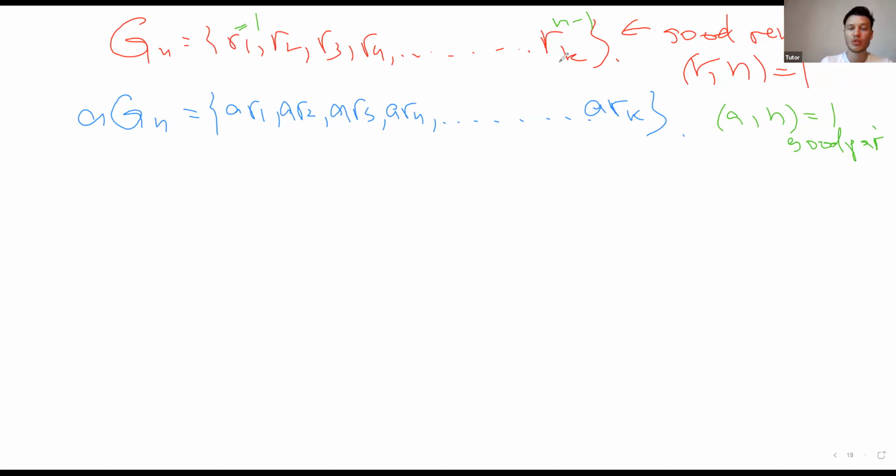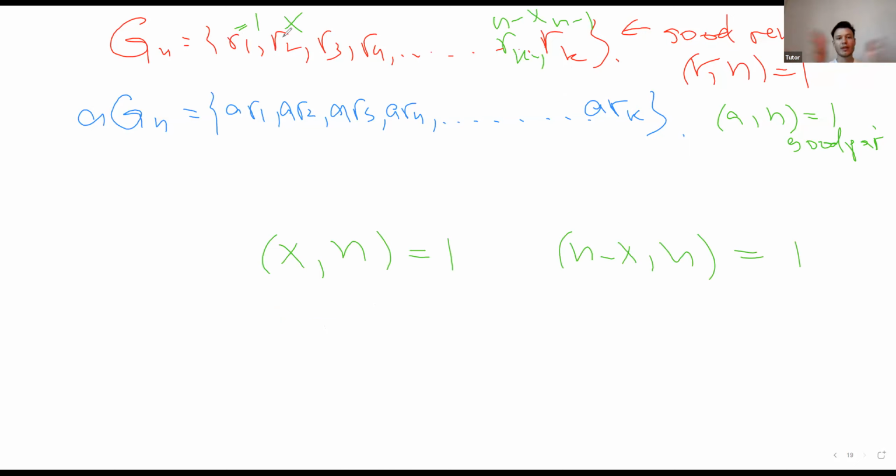Also, check one thing: these remainders go in pairs. If, for example, x and n are relatively prime, then n minus x and n are also going to be relatively prime. So if this remainder here is x, this remainder r_{k-1} is going to be n minus x. So all these remainders go in pairs. That's the thing to keep in mind. If x and n are good, n minus x and n are also good. The good remainders are always complementary.